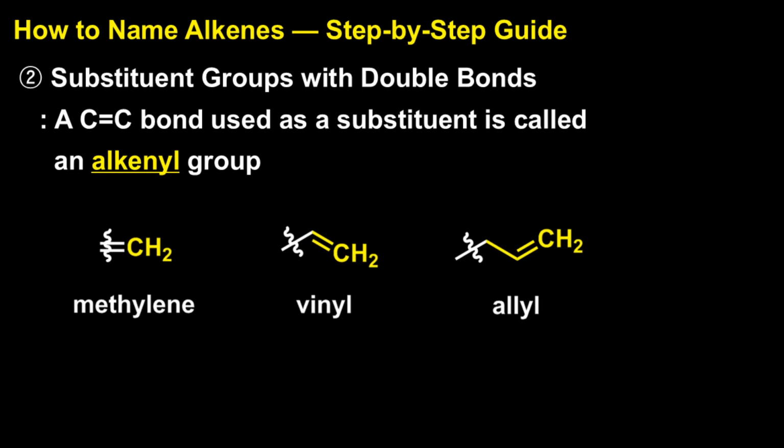All right, that's it for today's lesson on alkene nomenclature. Now you know how to name straight chains, ring systems, and even molecules with multiple double bonds.